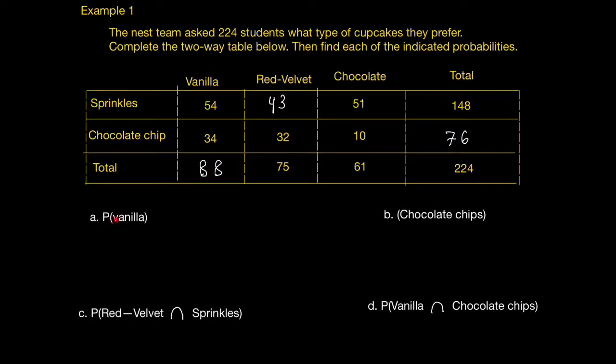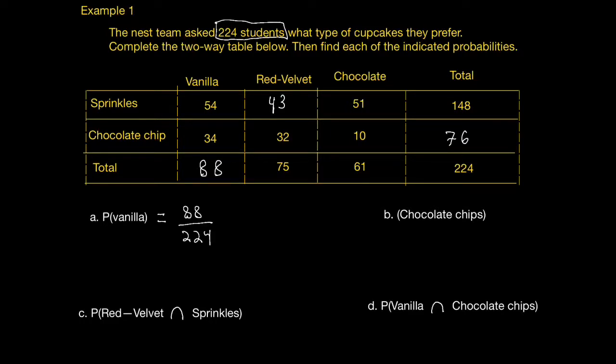So now to get the probability of vanilla, we have to get the total of vanilla and then divide it by the sample space. So here, this is going to equal 88 over 224. The 88 comes from the total of vanilla, and the 224, that comes from the sample space, right? There were 224 students in total.